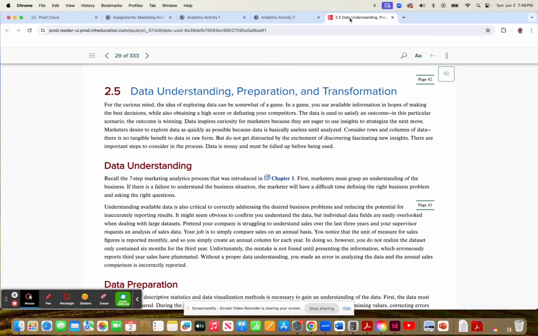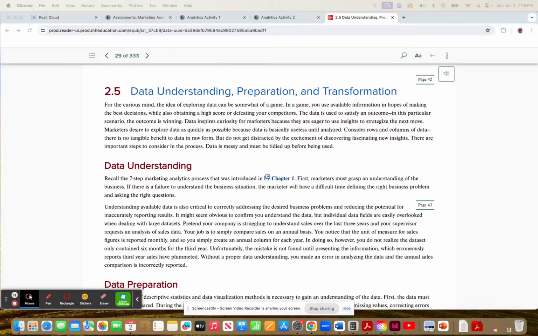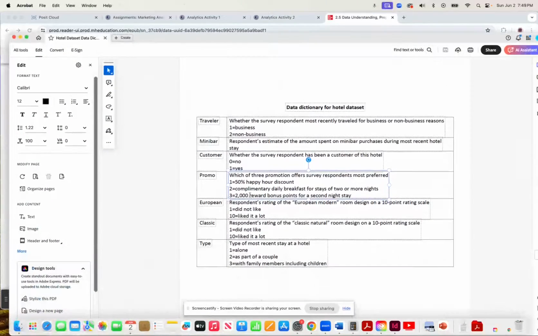So what we're doing is related to what we learned in 2.5 about data understanding, preparation, and transformation. When we're looking at data, we want to get to know our data. So one of those would be to take a look at what each variable means. And then when it comes to data like promo, this is an example of a nominal kind of variable because it is in categories. There's category 1, category 2, and category 3 in this case. And it doesn't matter what order they're in, so it's not ordinal.